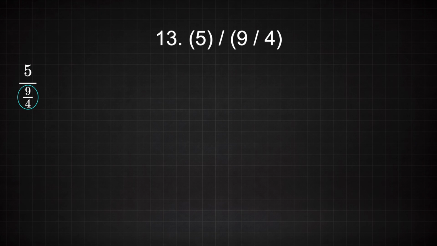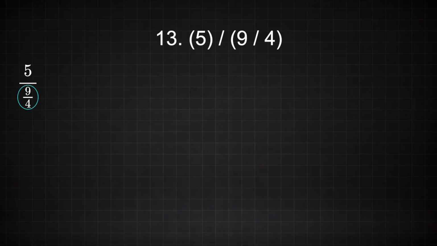The second thing that suggests this is how I read you the expression. I said 5 divided by 9 over 4. If I had instead read it as 5 over 9 divided by 4, then the 4 would be the denominator. Alright, so 9 over 4 is the denominator.